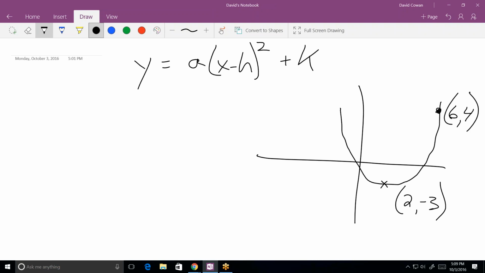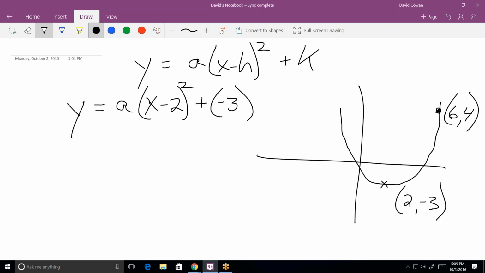So if we want to come up with the equation of this parabola, I plug in everything that I know. In other words, let's start by plugging in h and k. What's h? The x coordinate of the vertex. Okay, so 2. And then k, is that the y? That's the y coordinate of the vertex. Okay, that makes sense. I know that much.